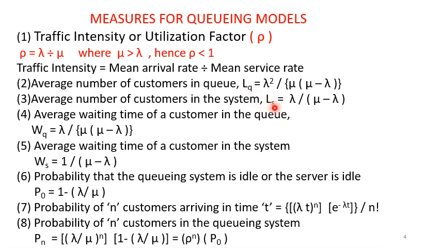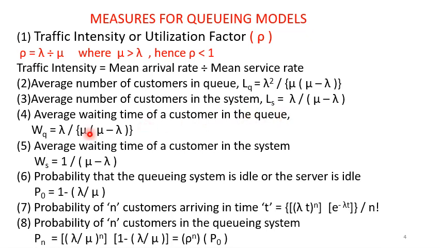LQ, that is the average number of customers in the queue, or queue length, does not include the customer who is being currently served at the counter, whereas LS, the number of customers in the system, includes the customer who is being served at the counter. So LS is equal to LQ plus the number of customers served at the counter.